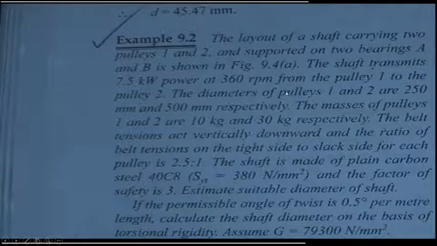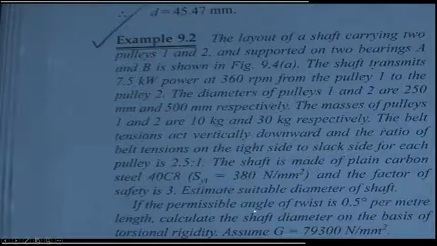The diameters of pulley 1 and 2 are 250 mm and 500 mm respectively. The masses of pulleys 1 and 2 are 10 kg and 30 kg respectively. The belt tensions act vertically downwards and the ratio of belt tensions on the tight side to the slack side for each pulley is 2.5 to 1. The shaft is made of plain carbon steel, ATC8, with yield strength of 380 megapascal, and the factor of safety is 3.